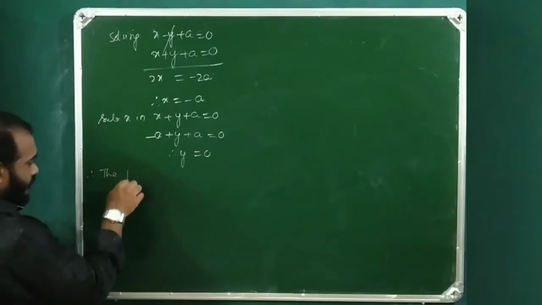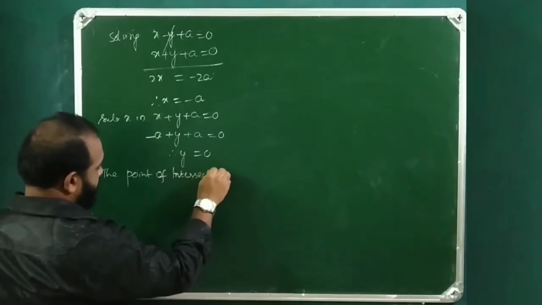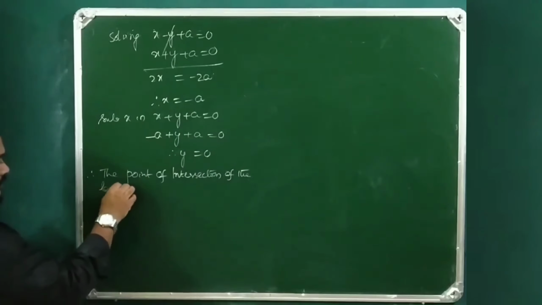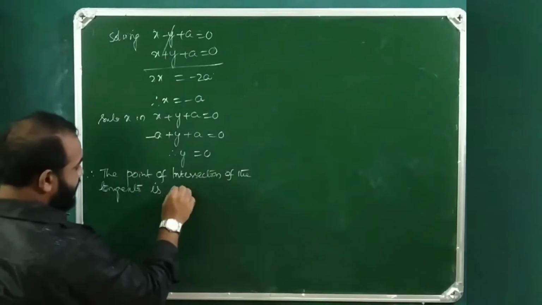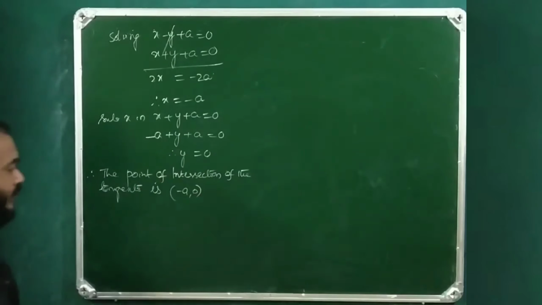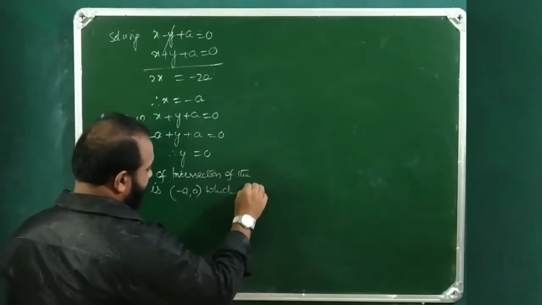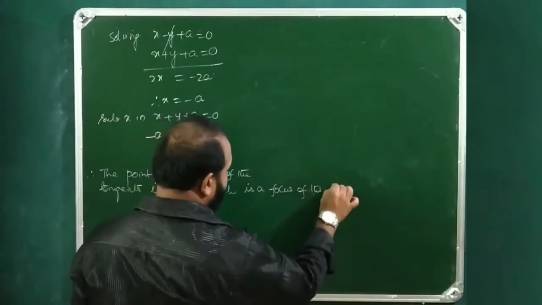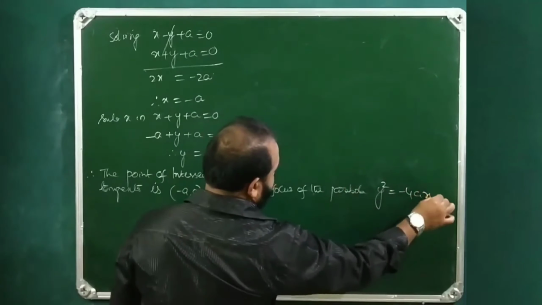Therefore, the point of intersection of the tangents is (-a, 0). The point of intersection of the tangents is (-a, 0), which is a focus of the parabola y square equals to minus 4ax.